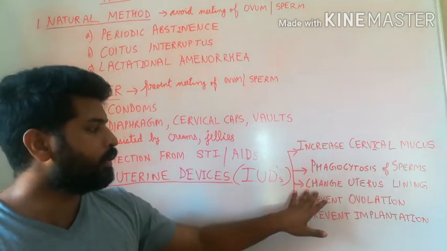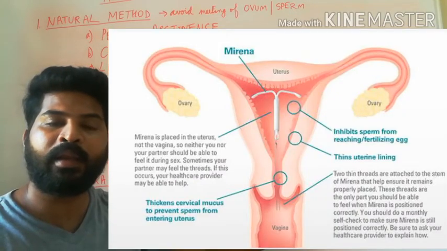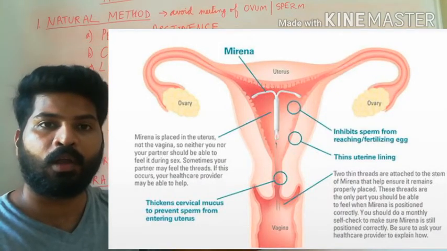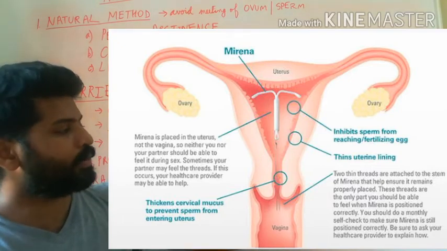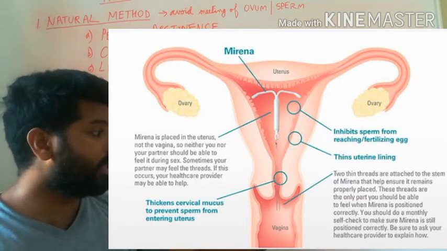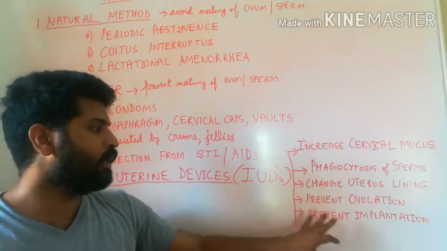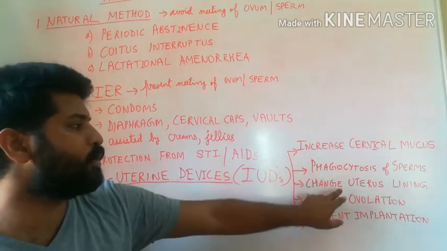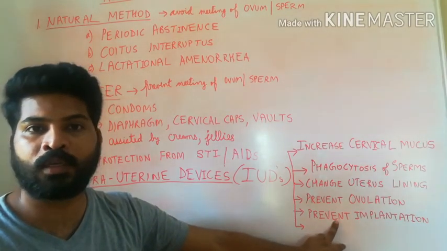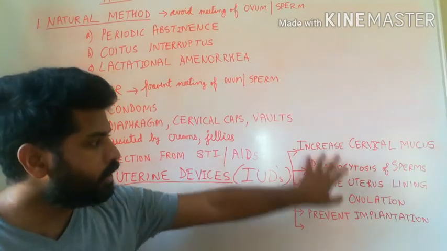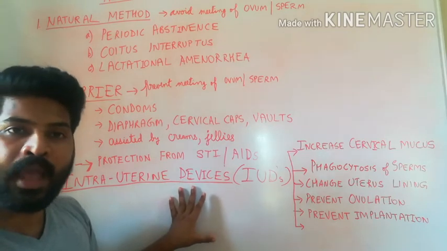Also, they can change the lining of the uterus, therefore making the endometrium lining incapable of attaching to the fertilized egg. So that is one way of preventing pregnancy. They can also prevent ovulation due to the hormonal action, and they can prevent implantation because the uterus lining has changed. The fertilized egg cannot come and attach to the inner lining of uterus. All these are the methods by which intrauterine devices act.